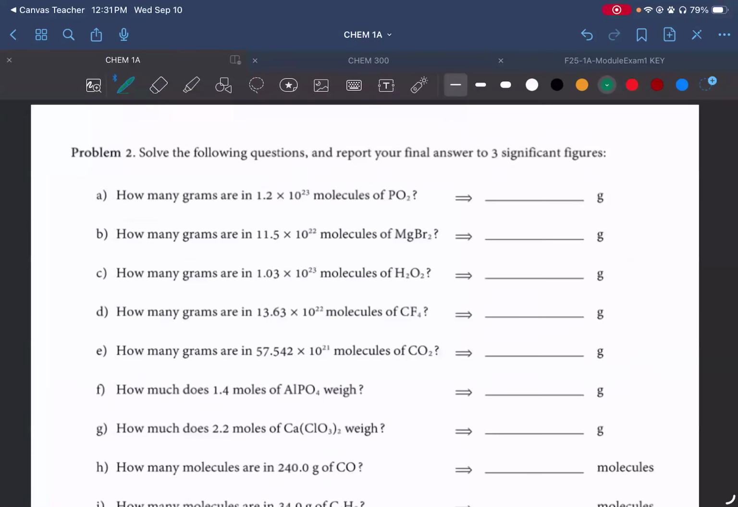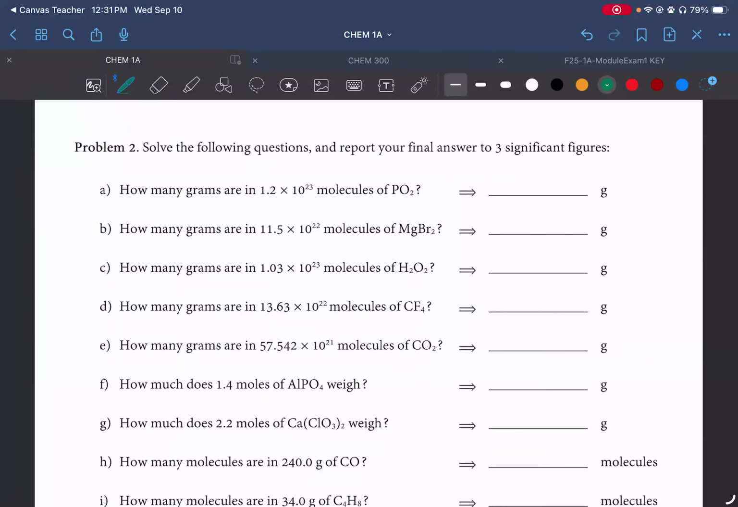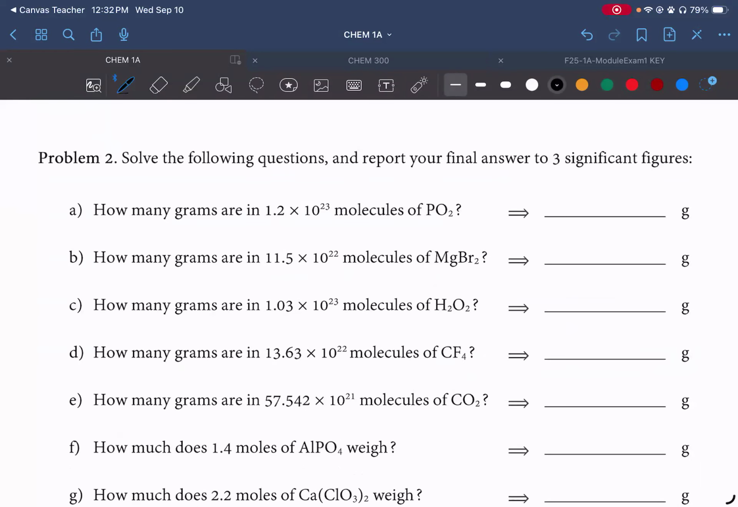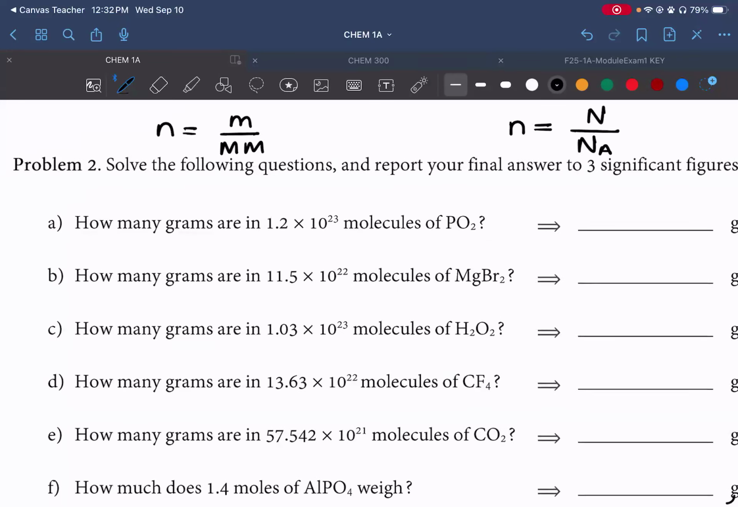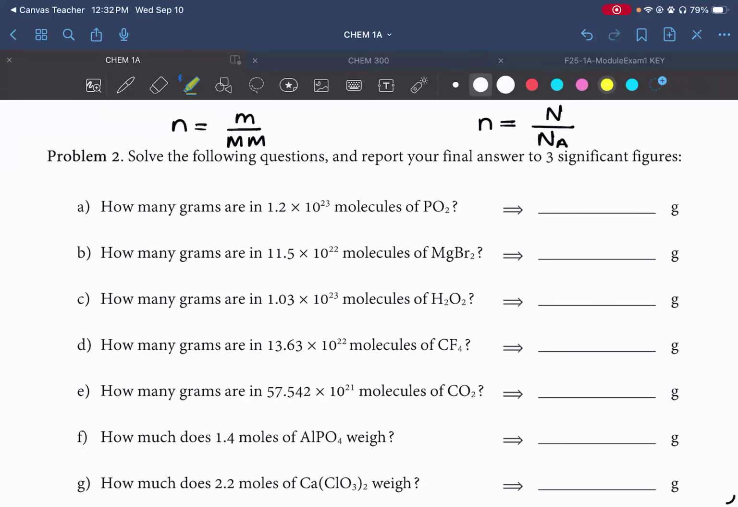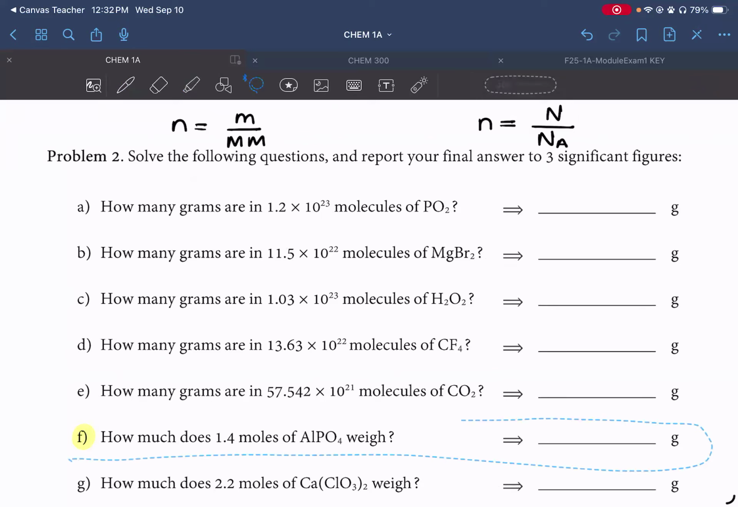Let's do a couple questions from page 2, problem 2. And I'm going to have those formulae at the ready. n is equal to m over MM. n is equal to capital N over N sub A. These are the two formulae that we're going to regularly refer to when dealing with some of these questions. Let's actually start with problem F, one of the simpler ones.